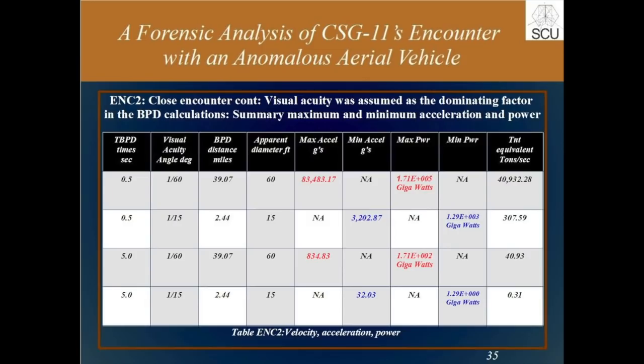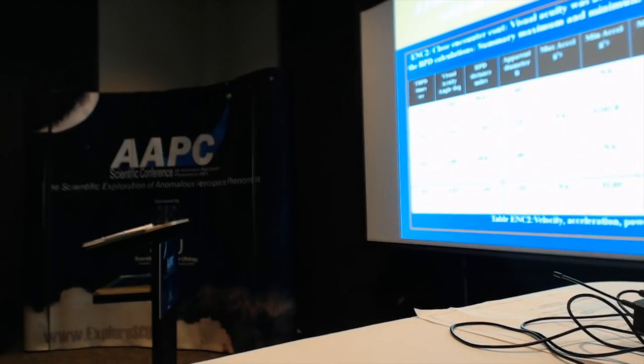And the minimum is still 32 G's, and it's 1.29 gigawatts, so that's still one power plant. This is just for 5 seconds, the blind point is only 2.44 miles, and the apparent diameter is 15. It still takes 32 G's, and it still takes the power of a large power plant to do this. And it's still 610 pounds of TNT being detonated per second.